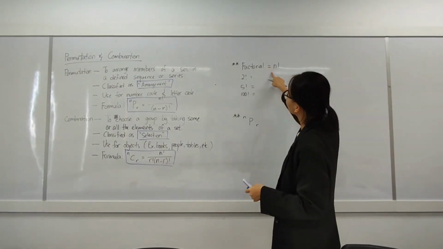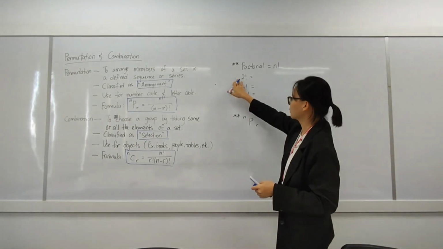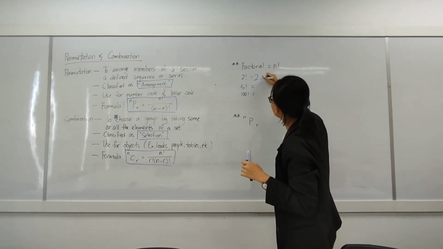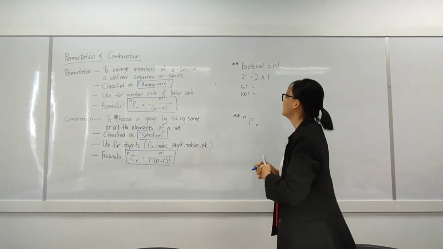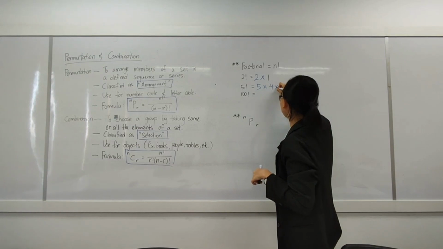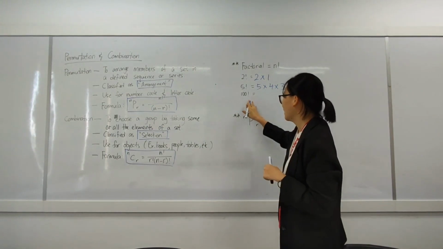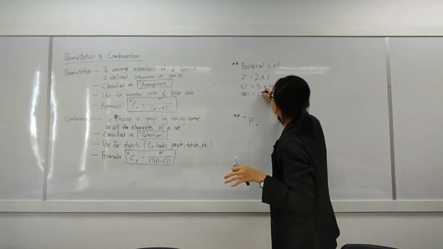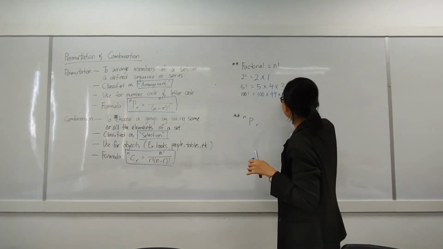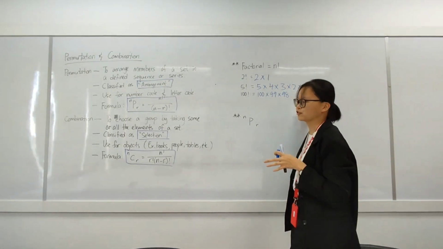So factorial is written as n factorial. This is called factorial. Alright, so for example, 2 factorial equals 2 multiplied by 1. Okay. So 5 factorial equals 5 multiplied by 4 multiplied by 3 multiplied by 2 and multiplied by 1. 100 factorial is a big number, so you guys need to do it like this: 100 multiplied by 99, multiplied by 98, down to 1. So this is the example of factorial.